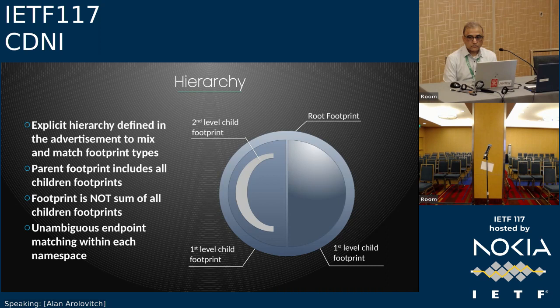Importantly, all children footprints are within the parent footprint, but the parent is not necessarily the sum of all its children. So I can have some, let's say, IP ranges that are in the root footprint but not in any child, so they can be matched only in the top level footprint. Importantly, there is unambiguous matching within each namespace, so any given IP address will match one footprint in the tree. Next.